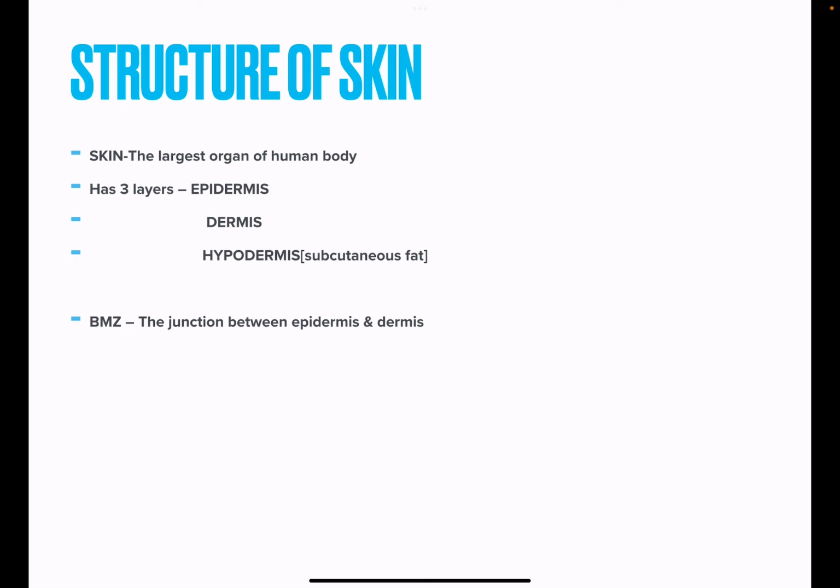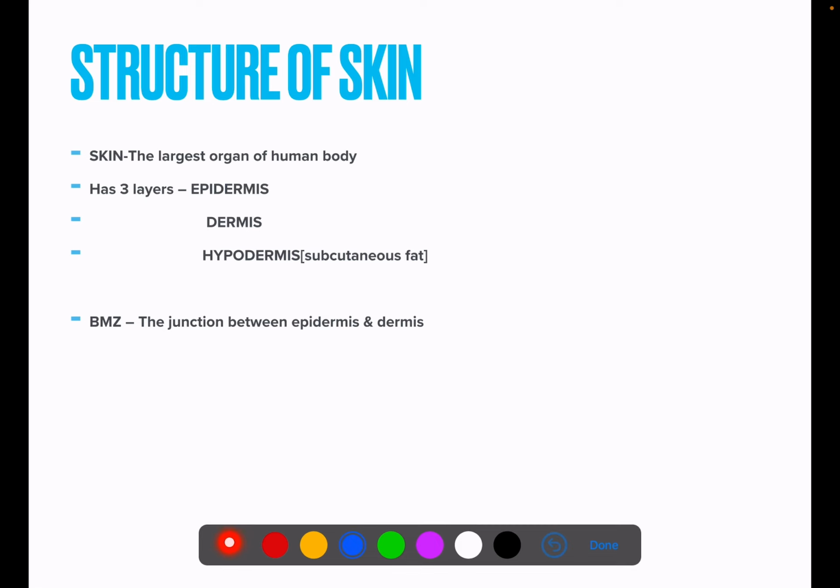So, structure of skin. The skin is the largest organ of the human body. What do we have here? We have the epidermis, the dermis, and the hypodermis, which is also known as the subcutaneous fat. Then we have the basement membrane zone, which is the junction between the epidermis and the dermis. We will be dealing with this in later chapters. First we will just focus on the anatomy of skin.